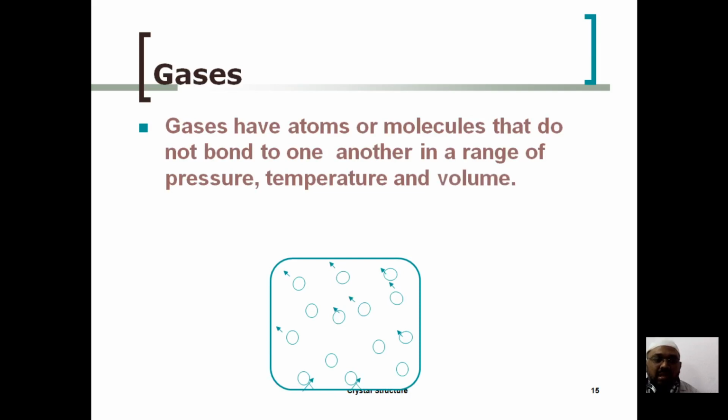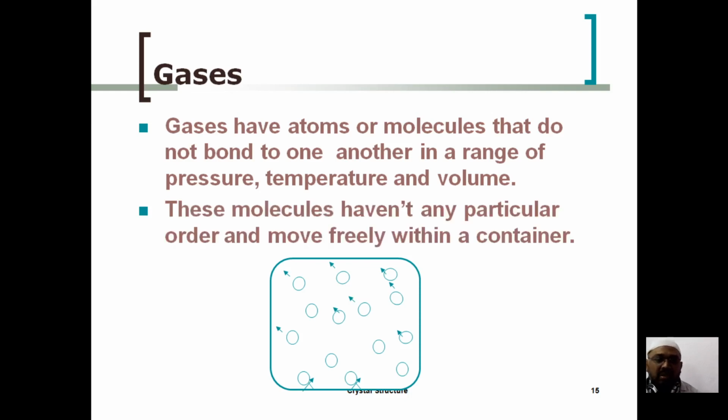We start with the gases. The atoms and molecules in the gas are not bonded to each other, so here they are freely moving. You can see this schematic diagram where you will find that the atoms or molecules are away from each other. This arrangement of the atoms is said to be gases, right? These molecules don't have any particular order.